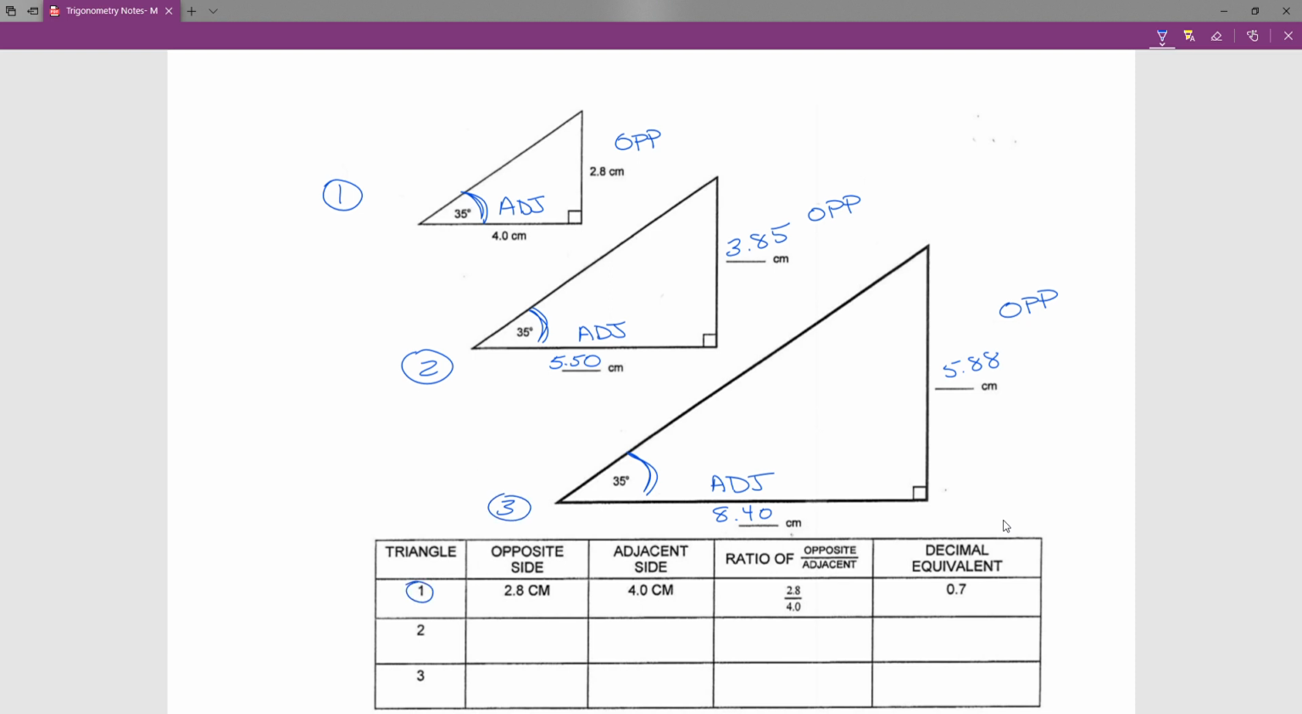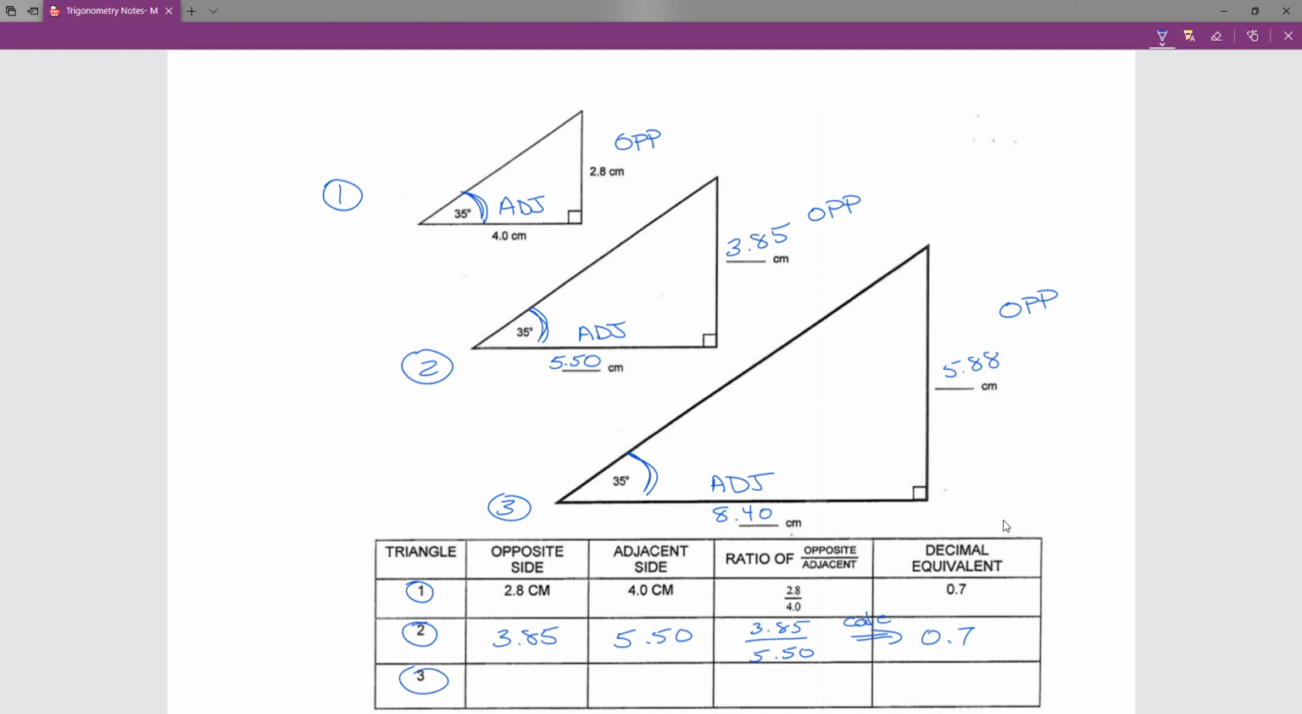The chart has already filled in triangle 1, so we're going to fill in the chart for triangle 2. Triangle 2's opposite side is 3.85 centimeters. The adjacent side is 5.50 centimeters. If I were to take the ratio of opposite over adjacent, that would be 3.85 over 5.50. And if I were to evaluate that in my calculator, so that's how we're going from here to there, I end up with 0.7. This is the ratio of those two sides, right?